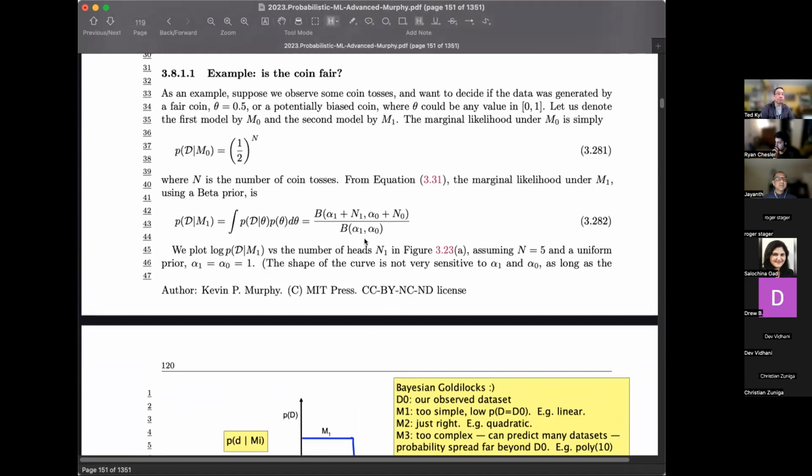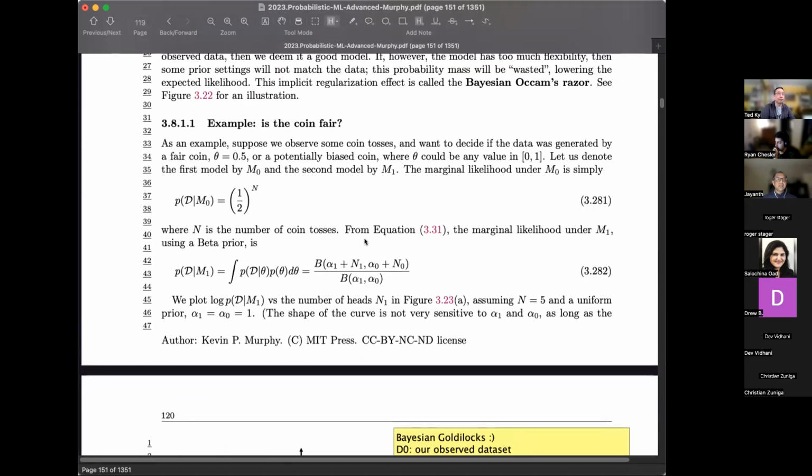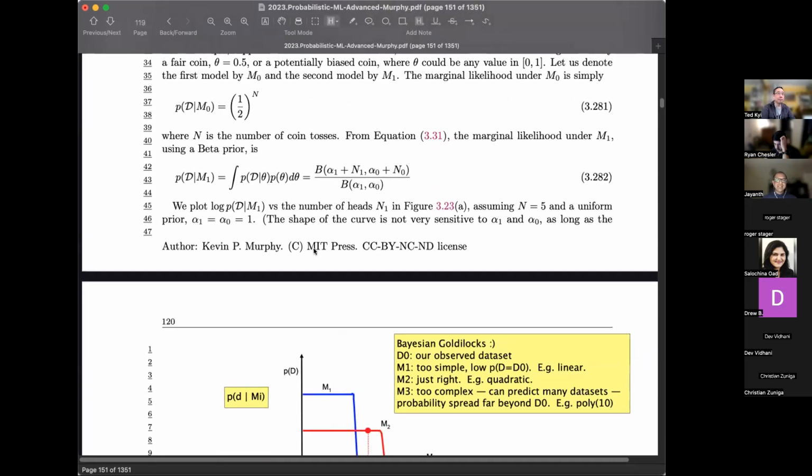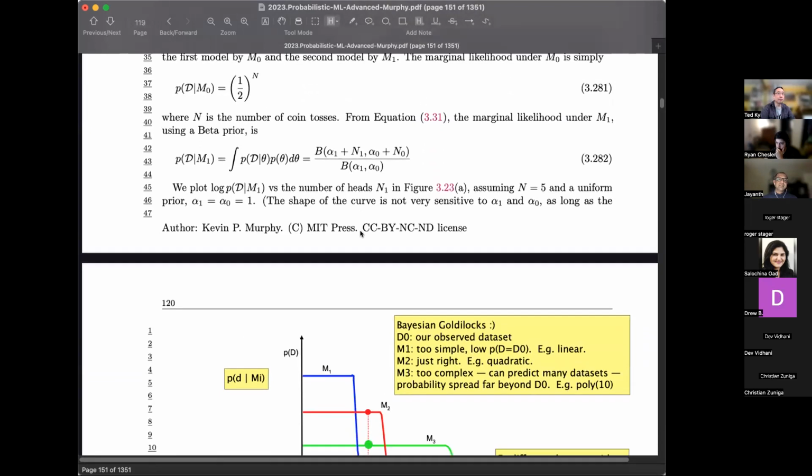Okay. So here's an example where we compare two models, M0 and M1. I think this was a slightly interesting example.